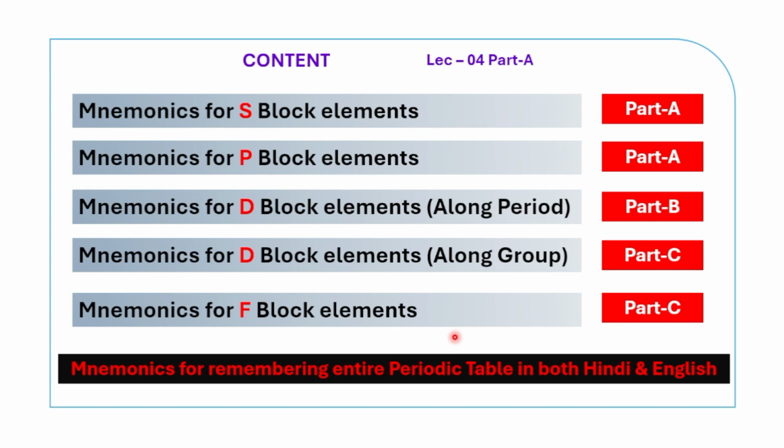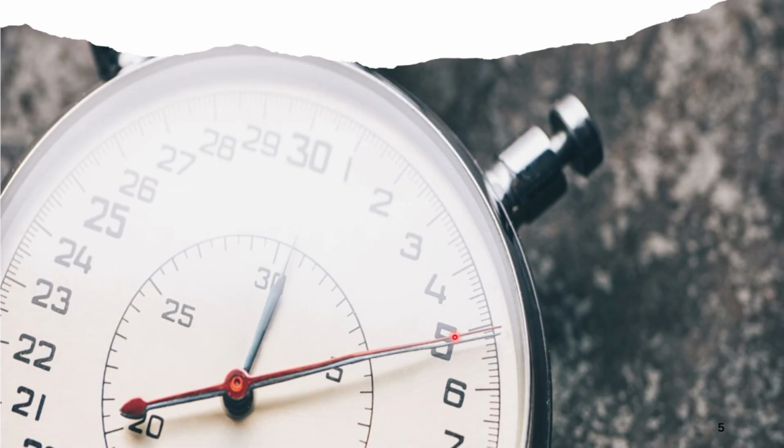And one more thing, to make these mnemonics, I will take help of some arbitrary stories. So you have to believe in those stories. These stories may be irrelevant or wrong or not even true, but still you have to believe that they are true so that you can easily remember the mnemonics. Fine. So without wasting any time, let's start.